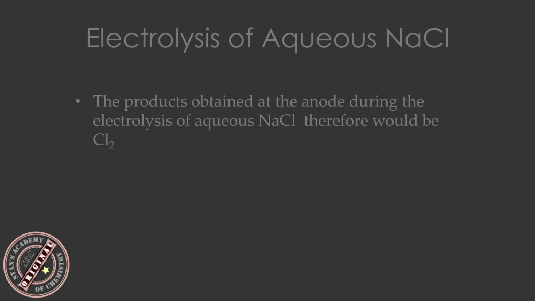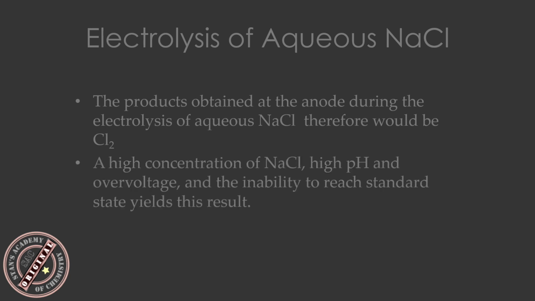The product obtained at the anode during electrolysis for this reason is chlorine gas, and we have already stated the reason: high concentration of NaCl, high pH, and overvoltage. And at the cathode we would get hydrogen, because hydrogen has a larger reduction potential value than sodium.